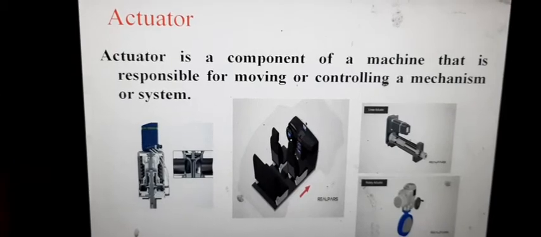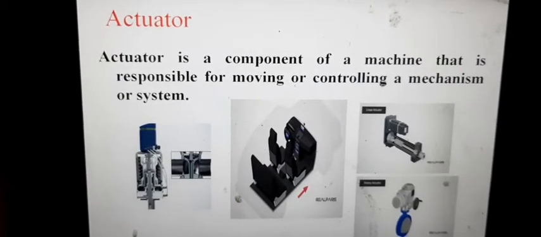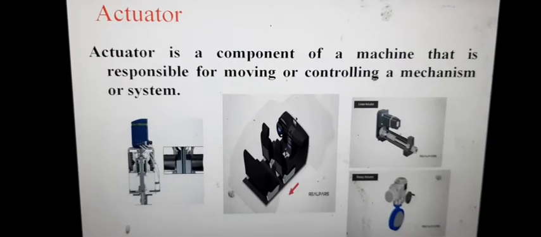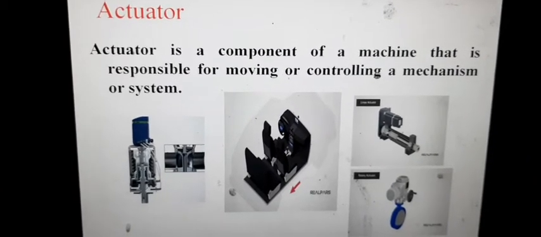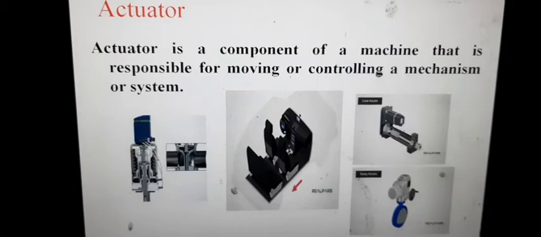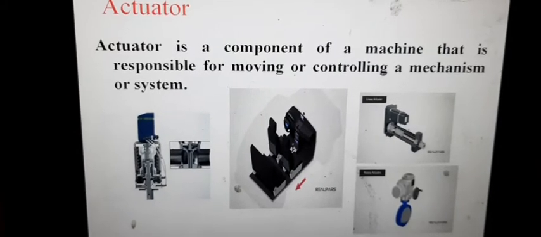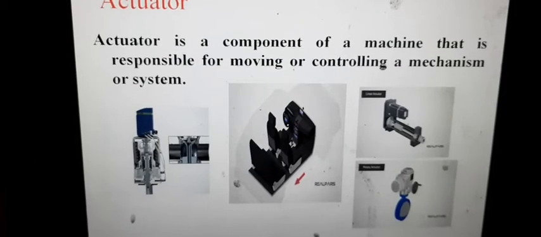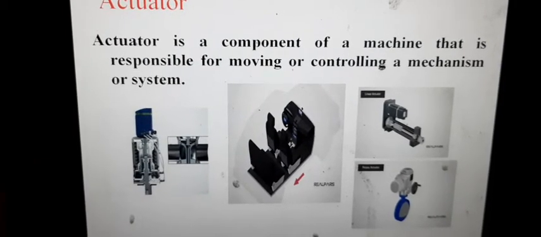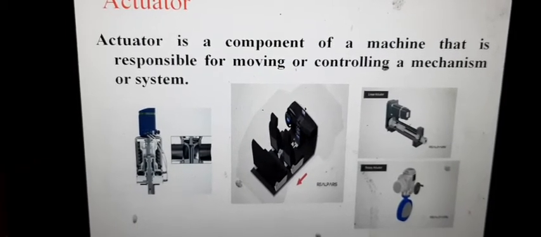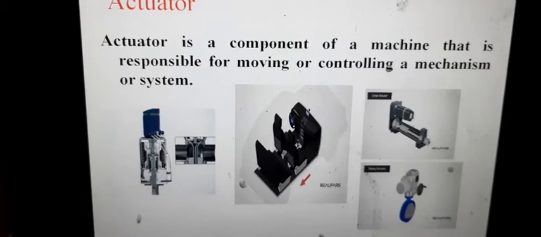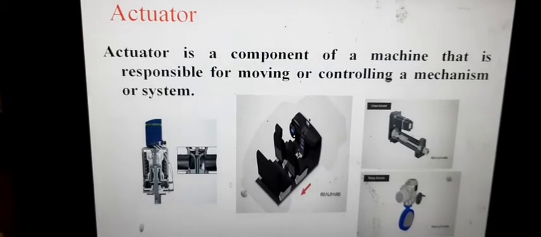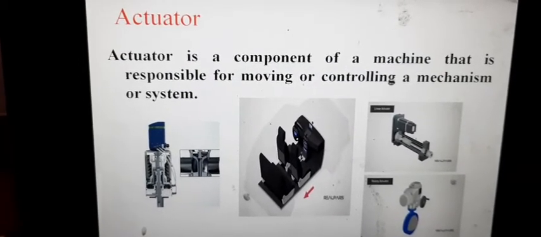Basically, it requires some amount of energy to do the actuation process. This energy may come from electric power, or it may come from hydraulic fluid, or it may come from pneumatics, that is, from air pressure. You will study this in detail later.